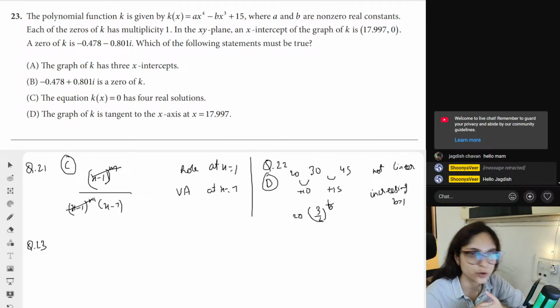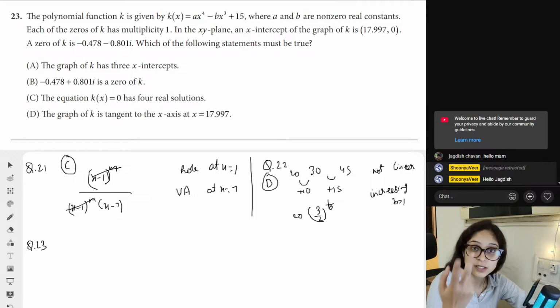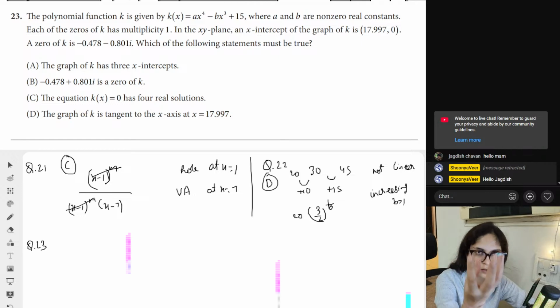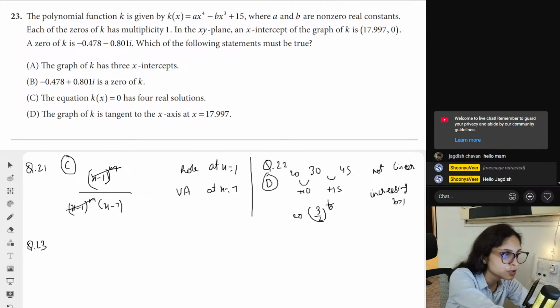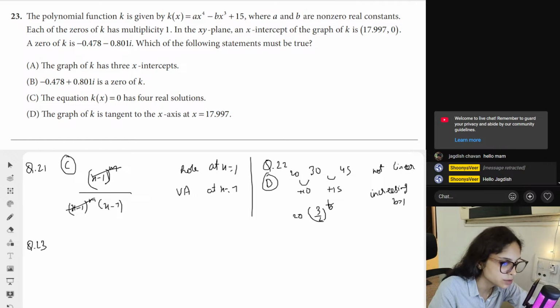Option C, it has 4 real solutions. That is also wrong because you already have one imaginary solution. Tangent, zeros never tell us about tangent. But because negative 0.478 minus 0.801i is a zero, its conjugate, where if the i term is negative it becomes positive, so negative 0.478 plus 0.801i, is a zero of k. So question number 23, the answer is B.